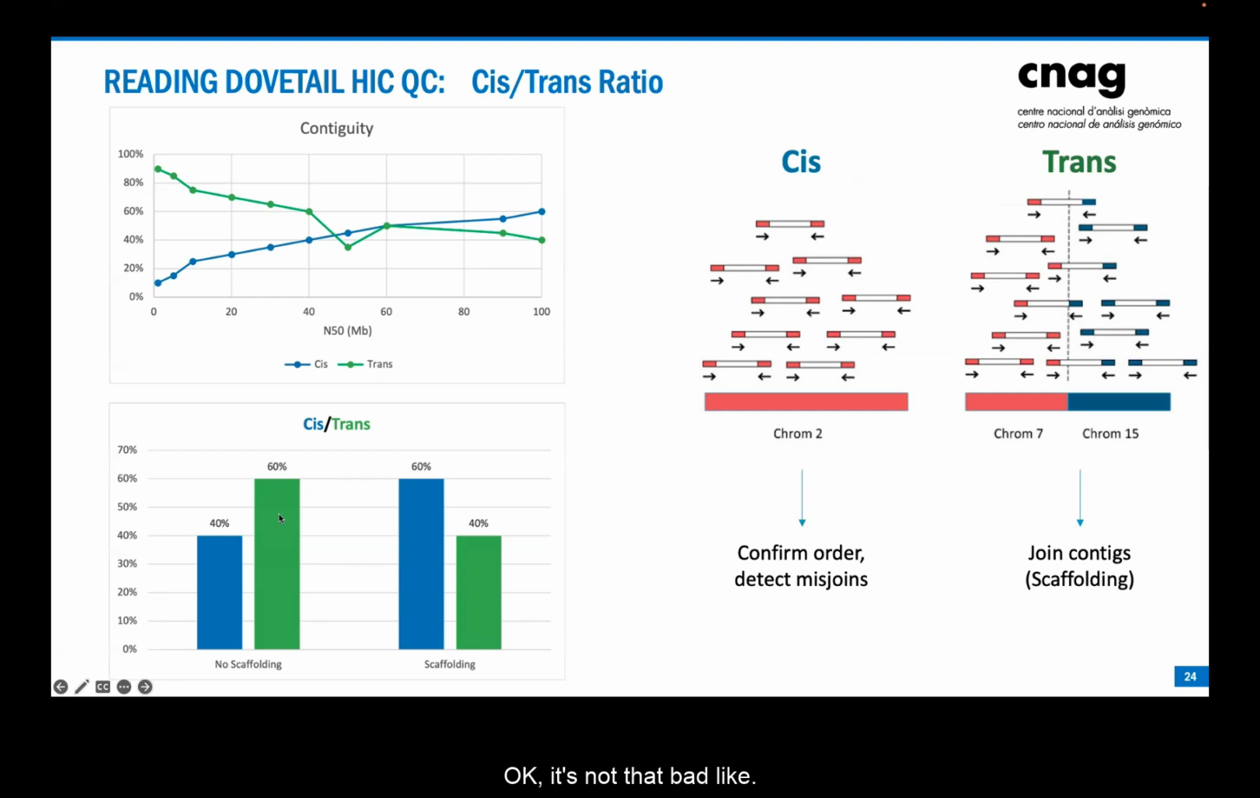And then you say, okay, it's not that bad a library, because I have an assembly that has an N50 of 500 kb, and then I have 80% trans pairs. Well, that's okay, unless you have another stat that is telling you that something fishy happened during the Hi-C. And then when you have your genome in a chromosome-level assembly, you would expect to have most of your read pairs in cis and not in trans.